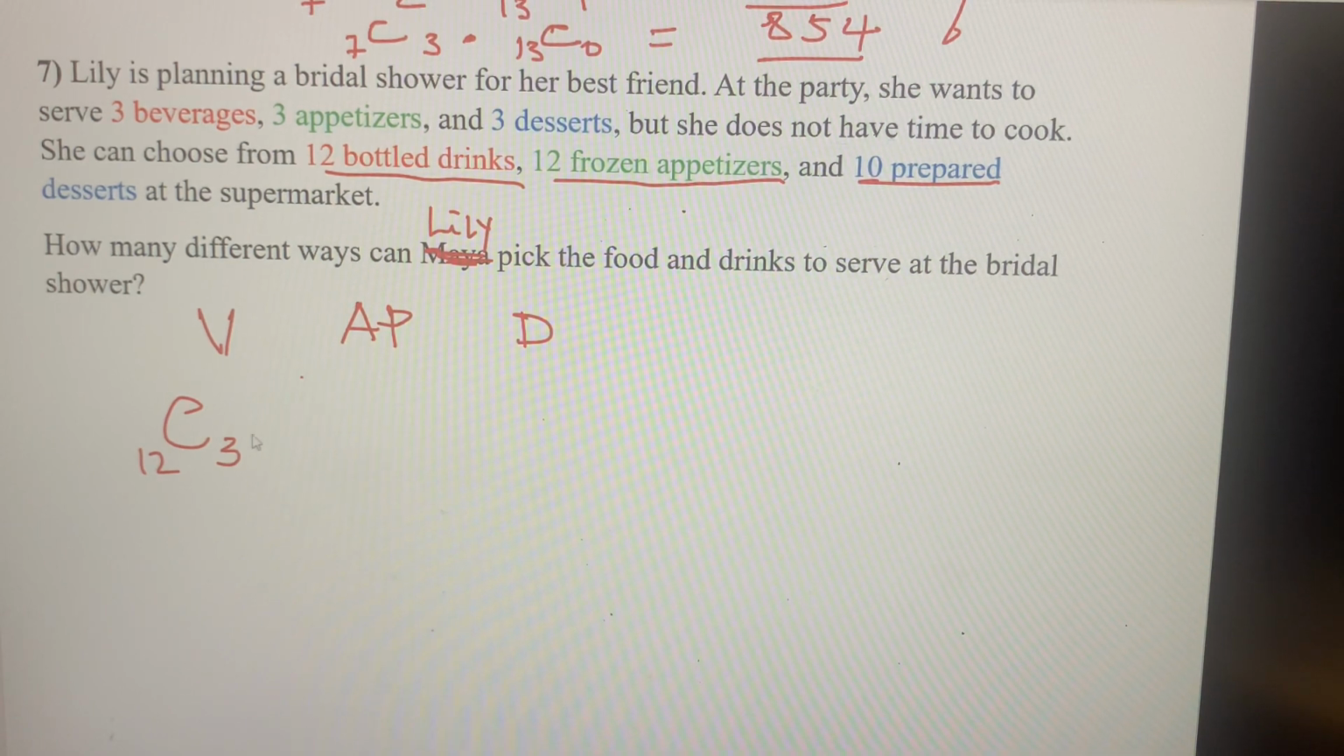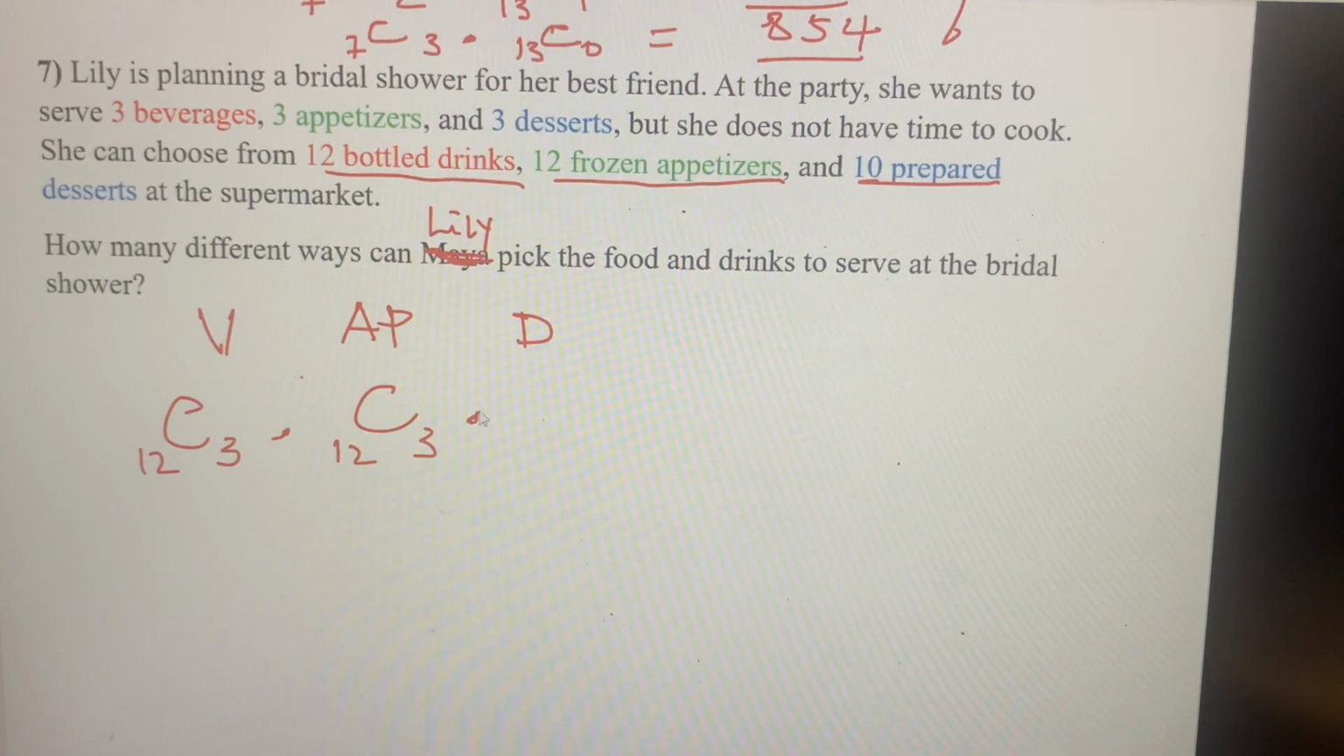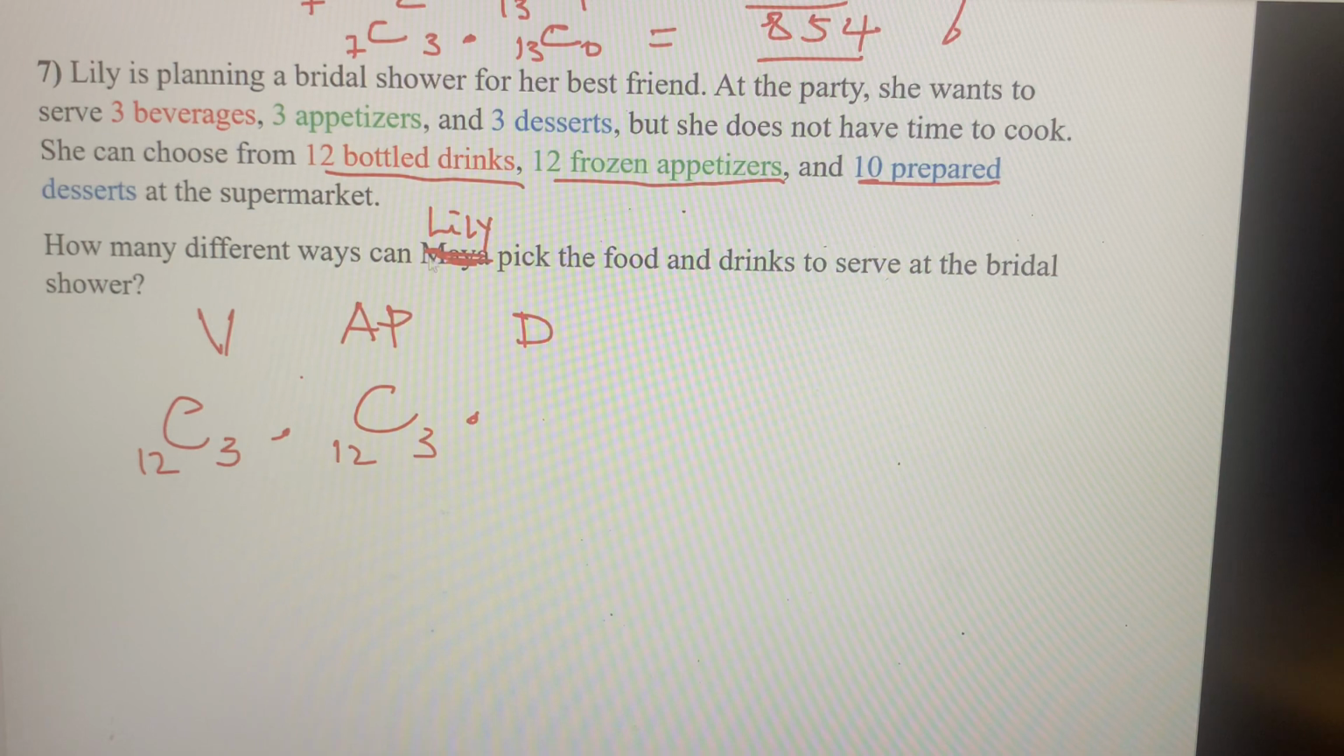Multiplied by, for the appetizer, how many appetizers do we have? 12 frozen appetizers, but she needs only 3, so that's the same thing, 12 combination 3. The last one is the desserts. We have 10 prepared desserts, and she needs only 3, so that's going to be 10 combination 3. So this is straightforward.